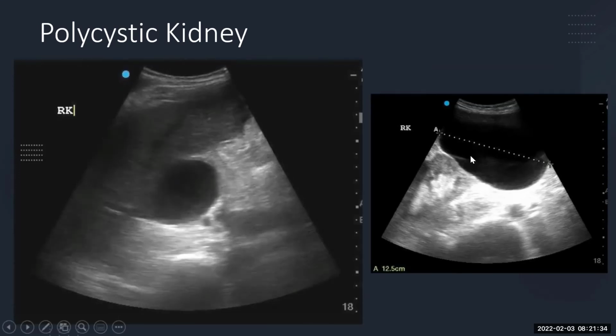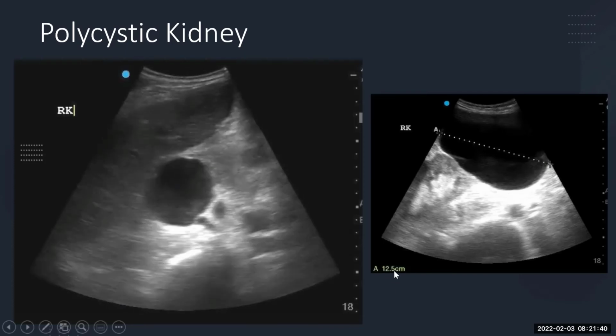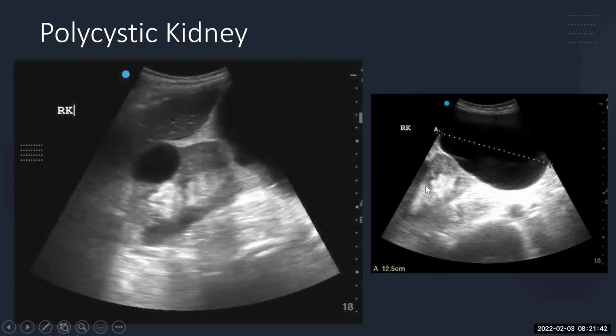And then here's a clip. The measurement of this really large cyst that I found was around 13 centimeters. And you can see its relative size to the kidney here.